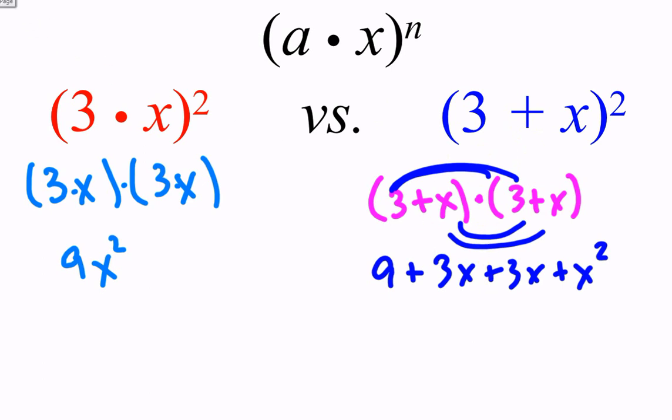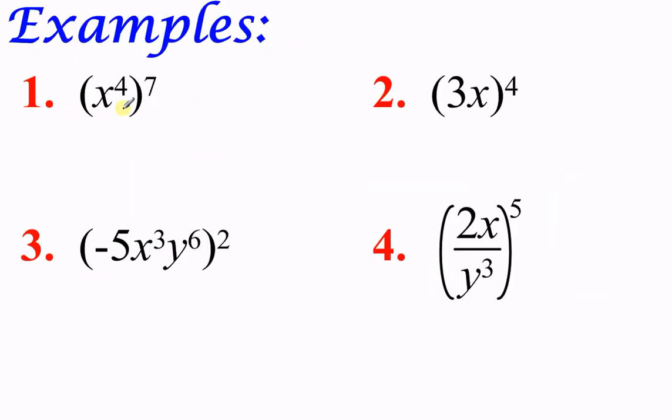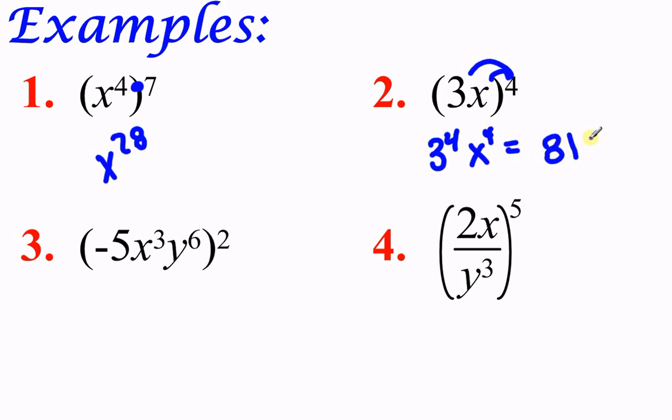So let's do a few more practice examples, and that'll be it for this. We've got x to the 4th to the 7th. This is one singular base raised to a power. We can multiply these powers together. So x to the 28th power is all you need to do for that. In the next one, again, we're going to send the power to both bases inside of here. 3 to the 4th, x to the 4th, and if you wanted to, you could go ahead and change that into a simpler number, 81 instead of 3 to the 4th, and then x to the 4th is still as it was.